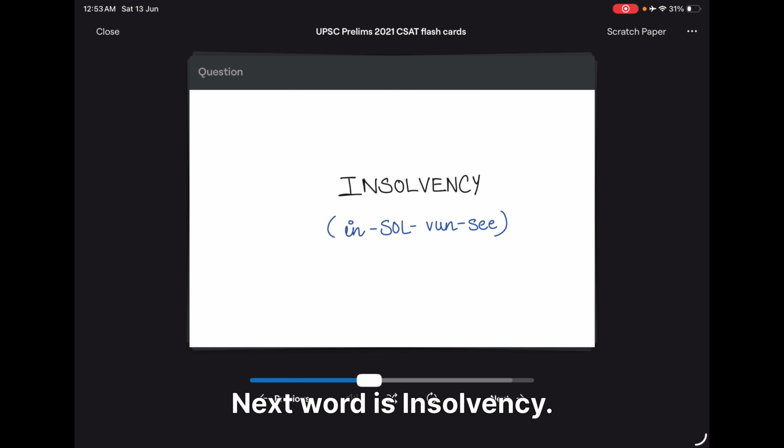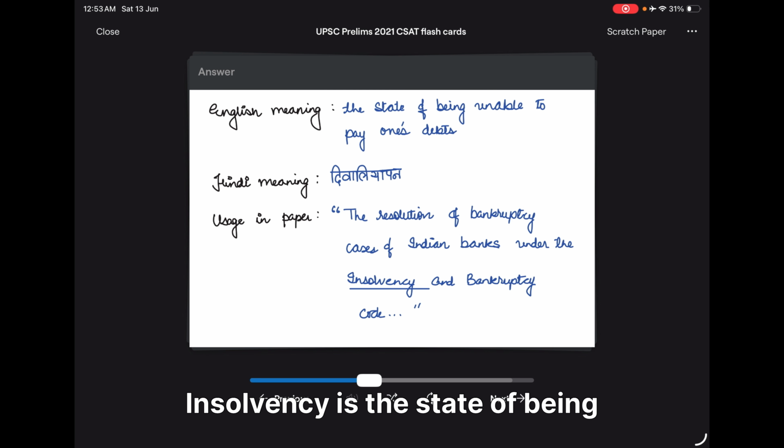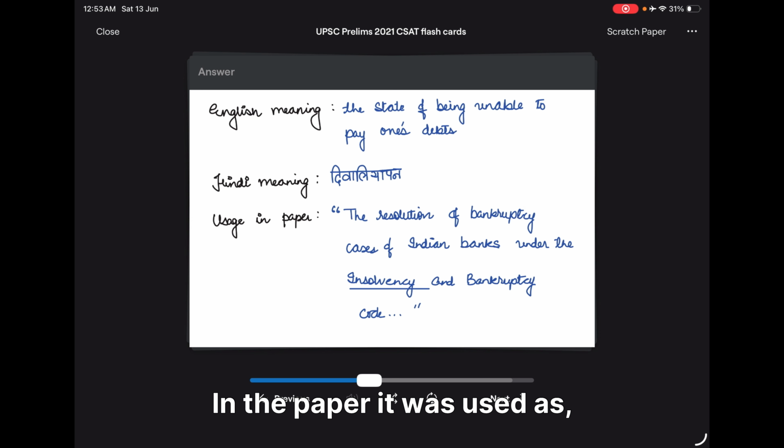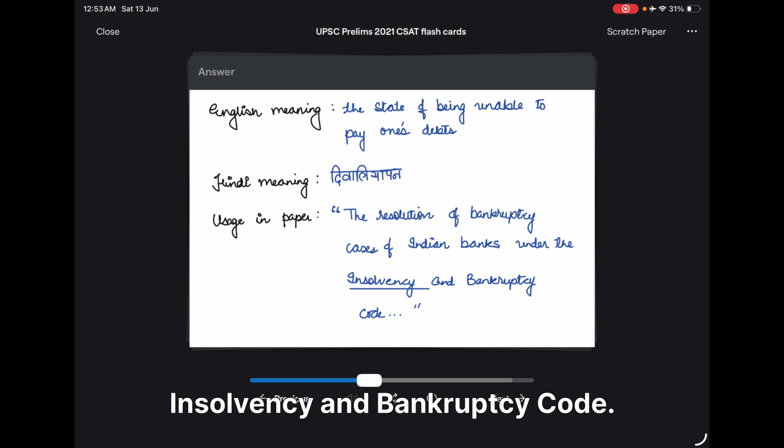Next word is insolvency. Insolvency is the state of being unable to pay one's debts. हिंदी में इसका अर्थ है दिवालियापन. In the paper, it was used as the resolution of bankruptcy cases of Indian banks under Insolvency and Bankruptcy Code.